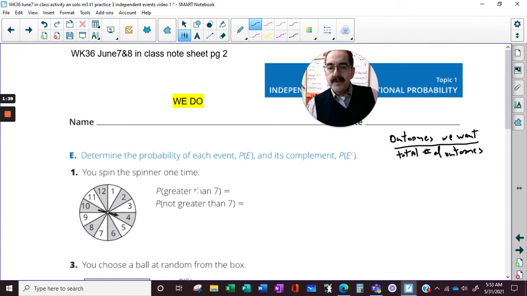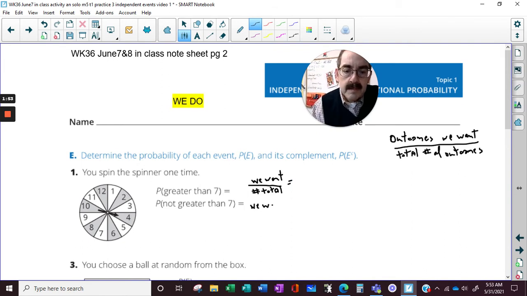All right, let's do it. So the total number, and we want. Okay, and this other one will be what we want, and the total number. Well, the first thing I want to do is get some partial credit here. I want to know how many total there is. It looks to me like it's divided up like a clock. 12. 1, 2, 3, 4, 5, 6, 7, 8, 9, 10, 11, 12. 12 on the bottom. We automatically get half the problem right.